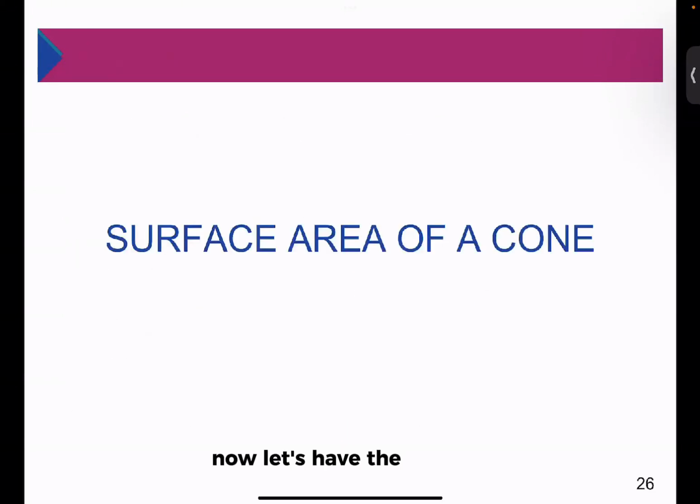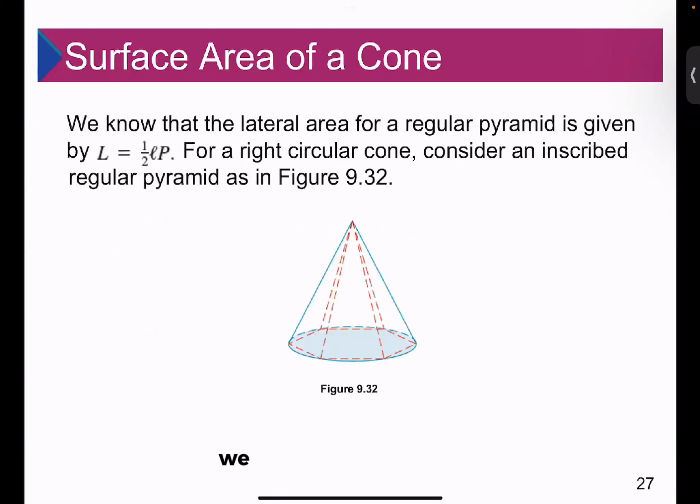Now let's have the surface area of a cone. We know that the lateral area for a regular pyramid is given by lateral area is equal to 1/2 the slant height times P, or the perimeter. For a right circular cone, consider an inscribed regular pyramid as in figure 9.32 below.